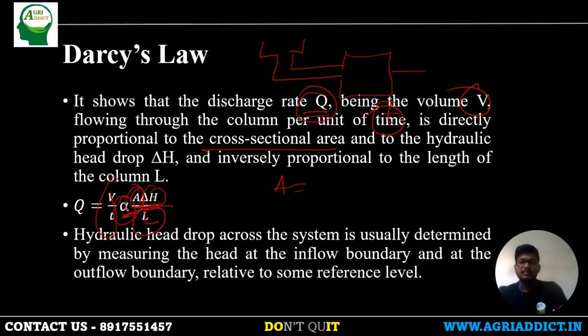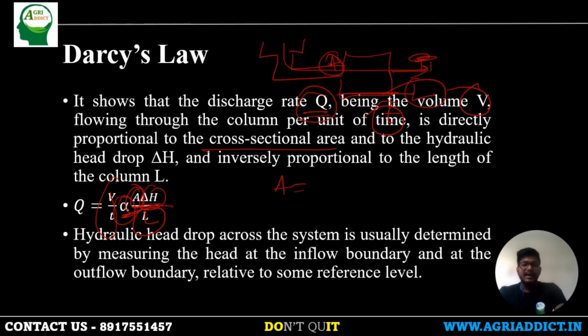So there is a column and we have another reservoir, that is the output reservoir. So this water will flow when there is a hydraulic head difference, and it is directly proportional to that, and also to the cross-sectional area, and inversely proportional to the length of the soil column, and it has one volume, that is V, flowing through in unit time, that is T. So Q is equal to V by T, which is directly proportional to A del H divided by L. So that is the basic equation we are getting from that previous figure.